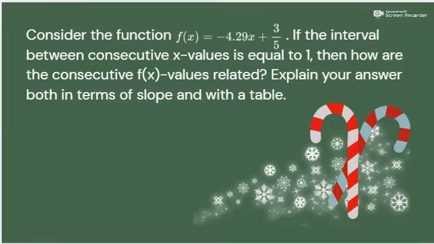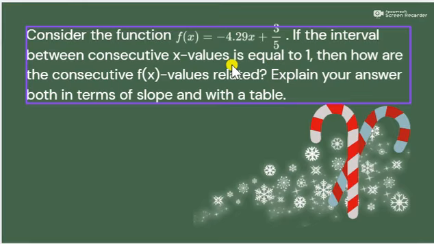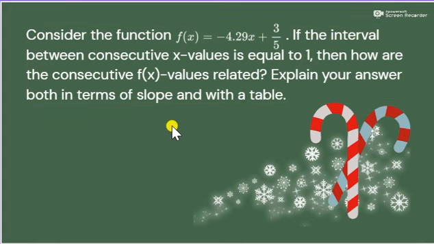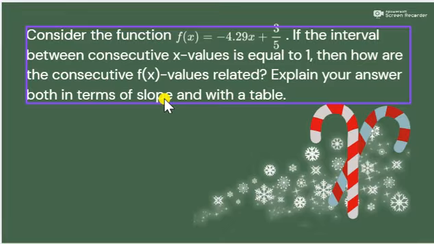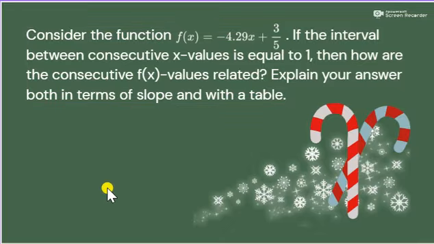Consider the function f of x equals negative 4.29x plus 3/5. If the interval between consecutive x values is equal to 1, then how are the consecutive f of x values related? Explain your answer both in terms of slope and with a table. This one has a picture, so this one's yours. All you're going to do is take x values like 0, 1, 2, 3, 4, plug those in here, make a nice little table, and then figure out what the slope is. Pause the video, do that, come back.